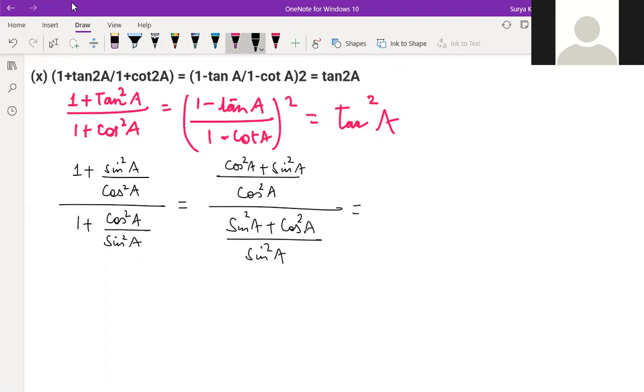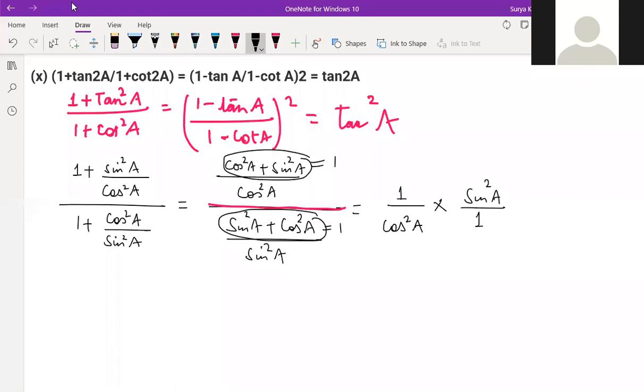Now see children, here is the big division over here. So what we can write here, cos square A plus sine square A means 1 divided by cos square A multiply by sine square A divided by 1. Because this whole part is 1 only. And this also whole part is 1. So this is nothing but tan square A. Those who are having doubt, they can ask. So first step, second step, third step.